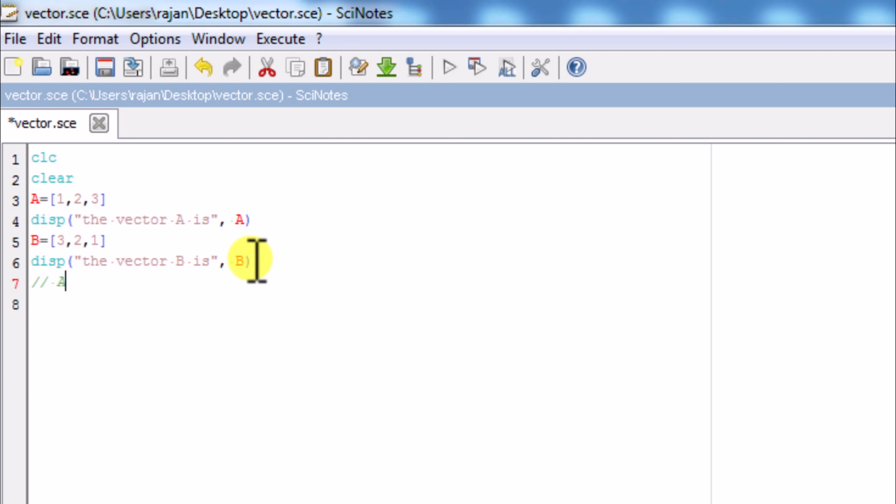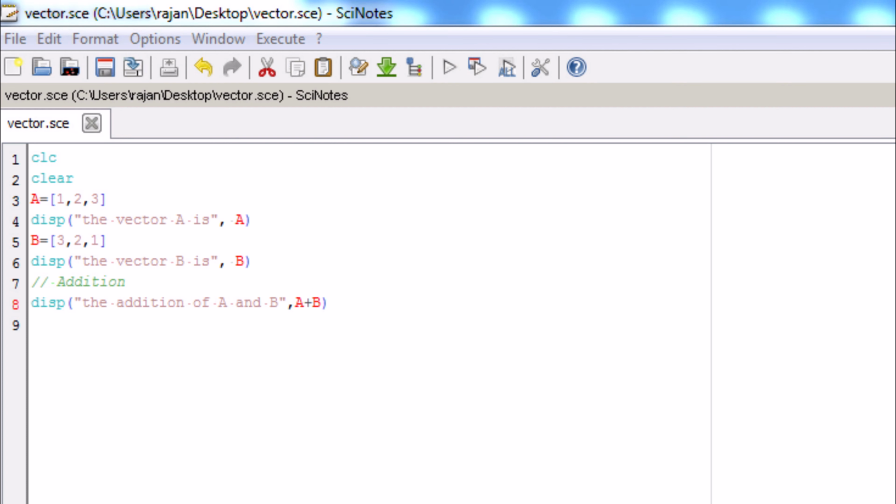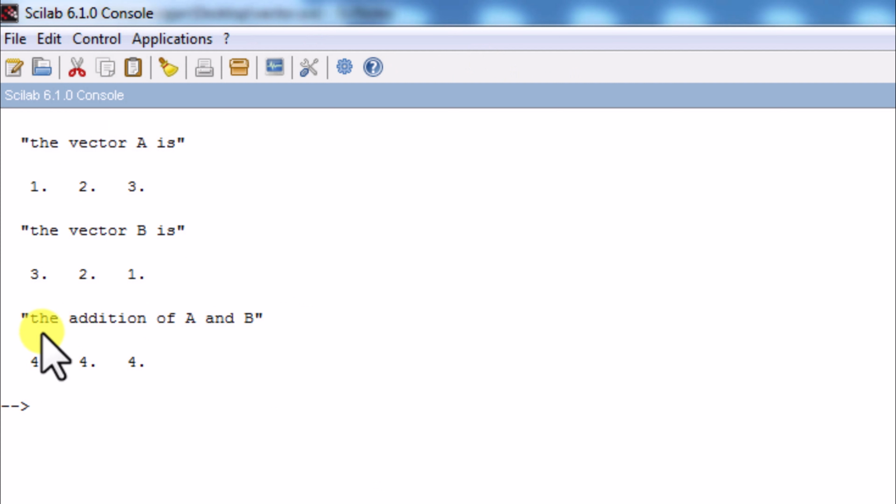Now let us perform addition. So I have written the comment also. So this double quotes, the addition of A and B is, comma A plus B. Okay, so now let us see what is the output we are getting. So as you can see, 1 plus 3 is 4, 2 plus 2 is 4, 3 plus 1 is 4. So the addition of A and B is here, which is also a vector.